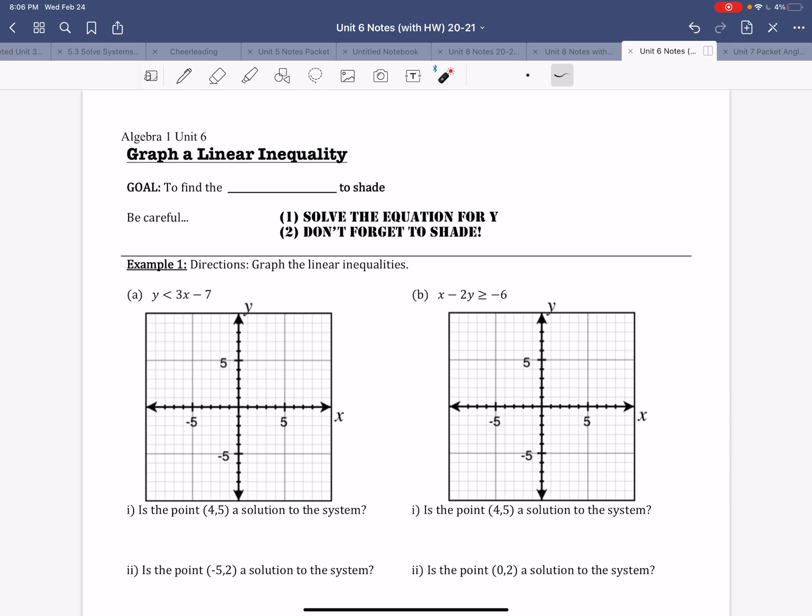Okay, so to find the region to shade, that's our goal, we need to figure out where we're shading. But we need to do a couple of things first. We need to make sure our inequality is solved for y. Okay, so we need to have y by itself. And then you have to make sure that you shade, okay? This region is our solutions. Okay, the whole entire region is our solutions.